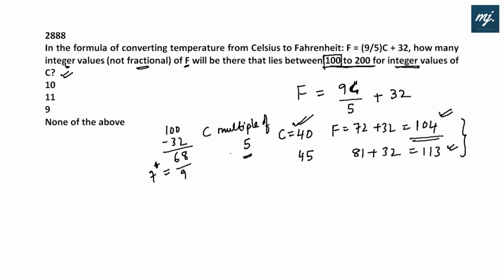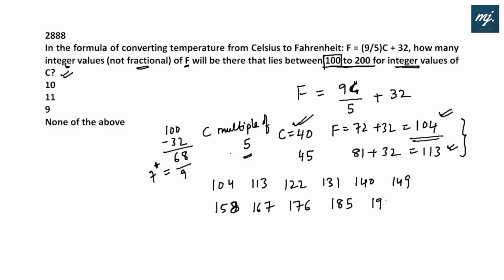Fair enough. We need only values between 100 to 200. We can count it. 104, 113, and keep on adding plus 9 to it. 122, 131, 140, 149, 158, 167, 176, 185, and 194. Now we would be more than 200.